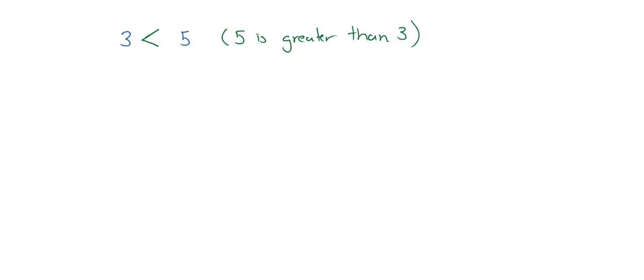Now the problem is if I actually put a minus sign in front of the 3 and a minus sign in front of the 5, would this be true? Is -5 greater than -3? Is that true? And that is not true because on a number line, -3 should be bigger than -5.